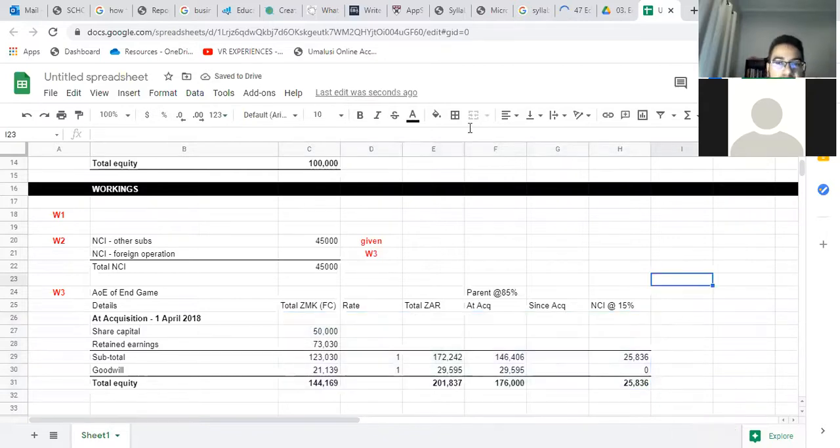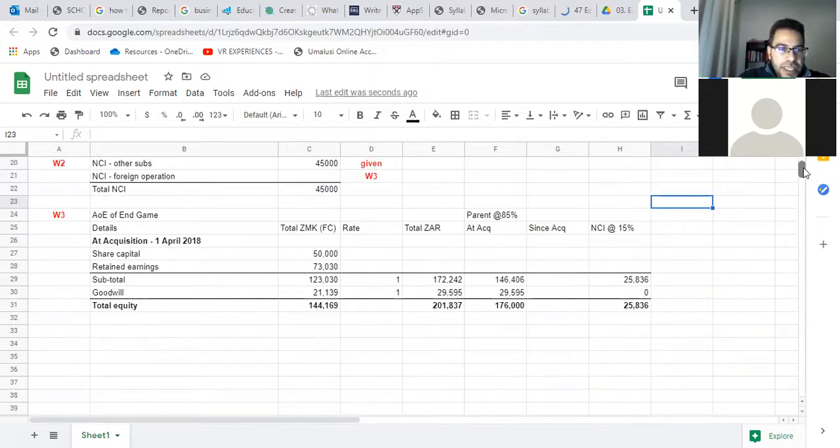Okay, now we're going to deal with since acquisition. Remember, there's nothing for since acquisition. Why is there nothing for since acquisition? Because we acquired in the current year. We can only have since acquisition if we had a closing balance. So we had no closing balance, so therefore there's no since acquisition. So we're going to only have a current year.